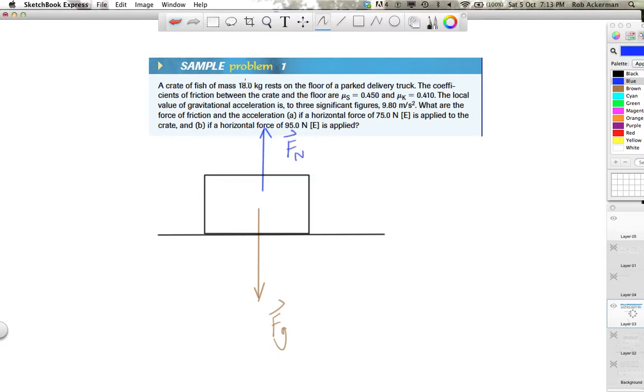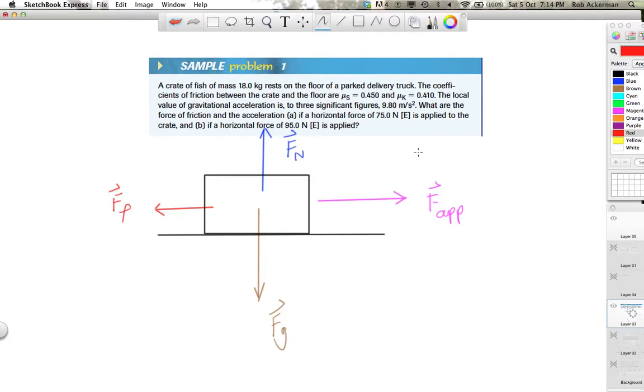And then reading a little bit more, it says that they ask you for the force of friction and the acceleration if a horizontal force of this amount and then that amount get applied. So let's put in an applied force, use a different color for that, supposing the force is going to the right. And of course, knowing that there's friction in this problem, the applied force going forward would have to be met with a friction force which is going backward. So there we go, F_f.